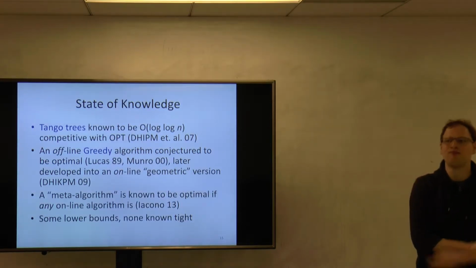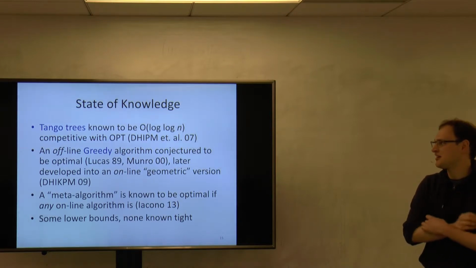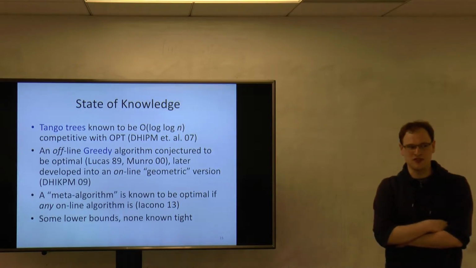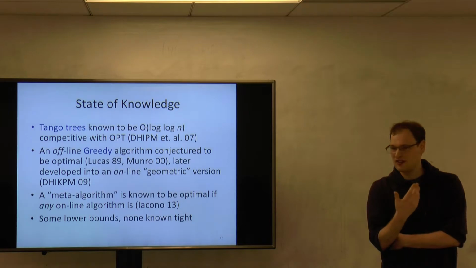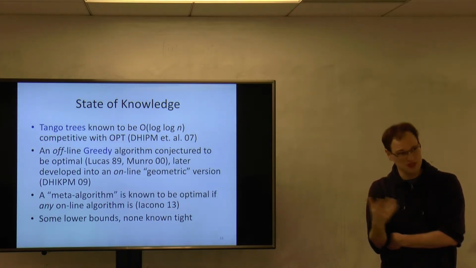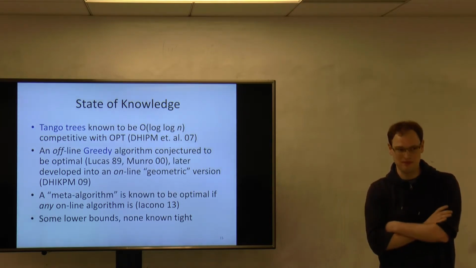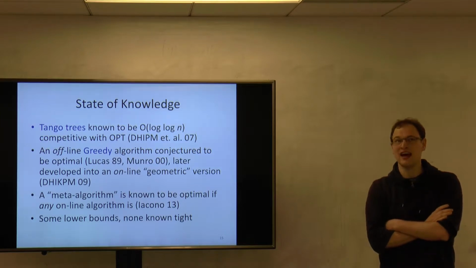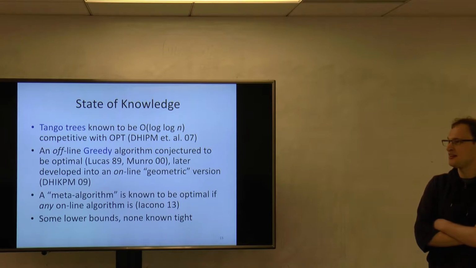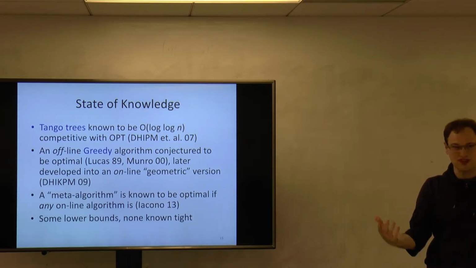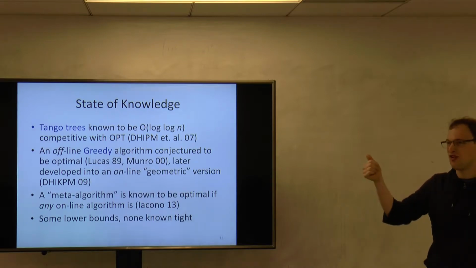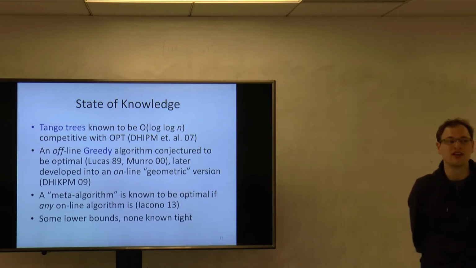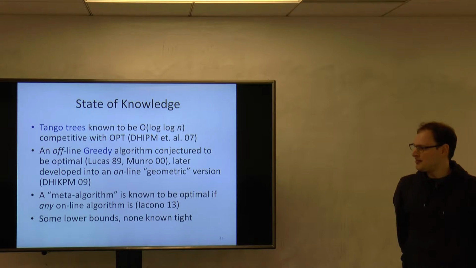So, what is known about this thing? There is a data structure that is known to have cost log n times the cost of the optimum execution, where n is the size of the initial tree. They did this by building a data structure based off of a lower bound, and log n was the overhead that they got with respect to that.